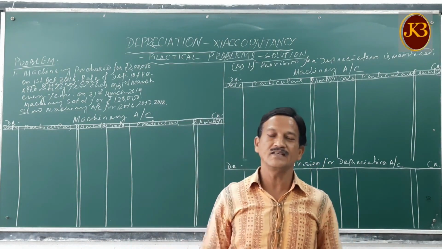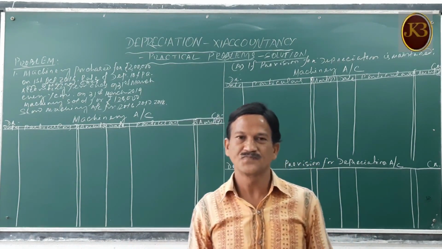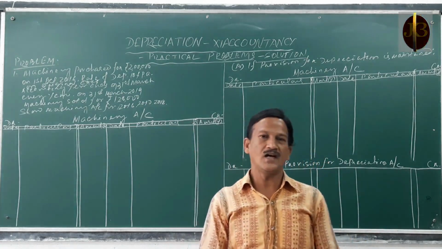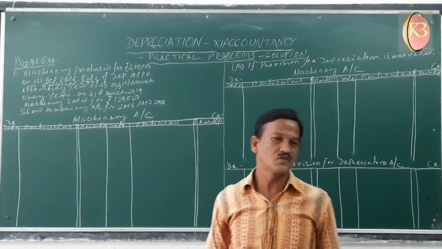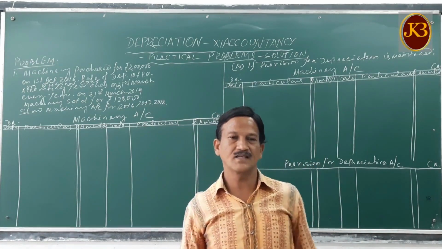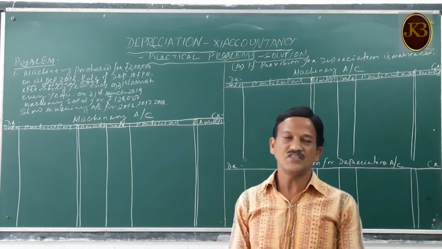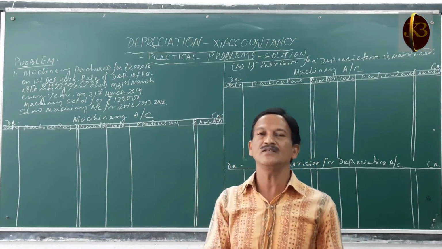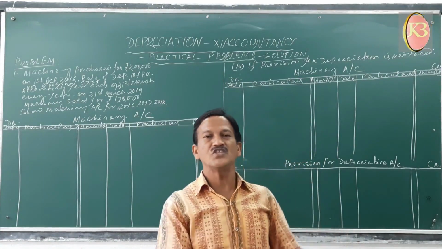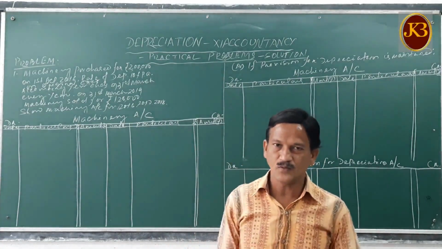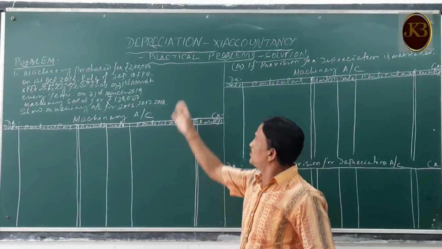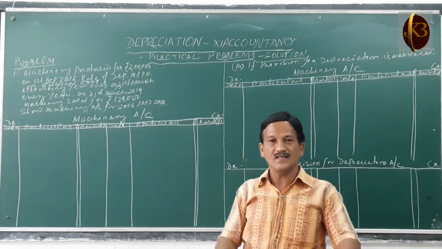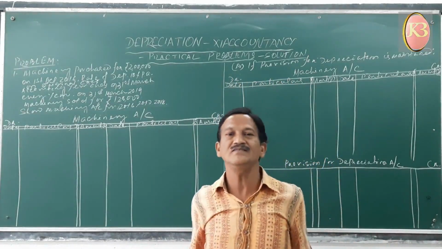As we are discussing depreciation, today I will show you a practical problem and how you will solve it under two methods. First, when depreciation is charged directly to profit and loss account. Second, when provision for depreciation is maintained. Okay, so let's come to the problem. That problem solution is most important.